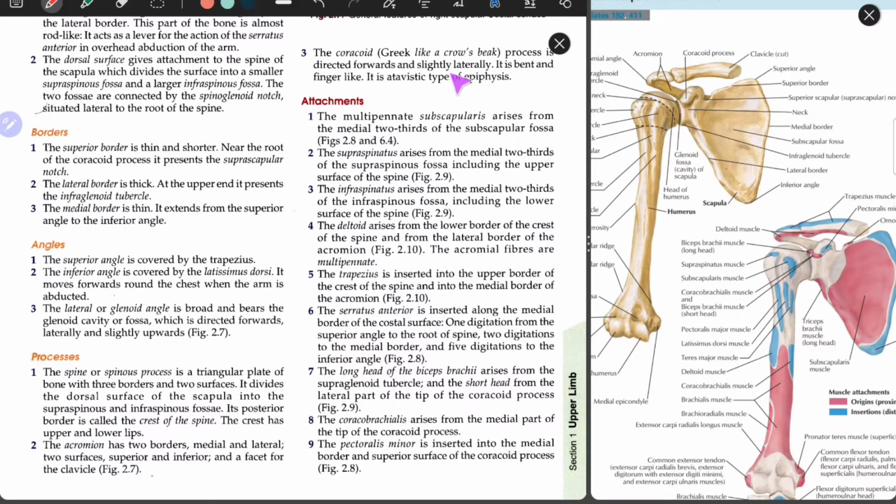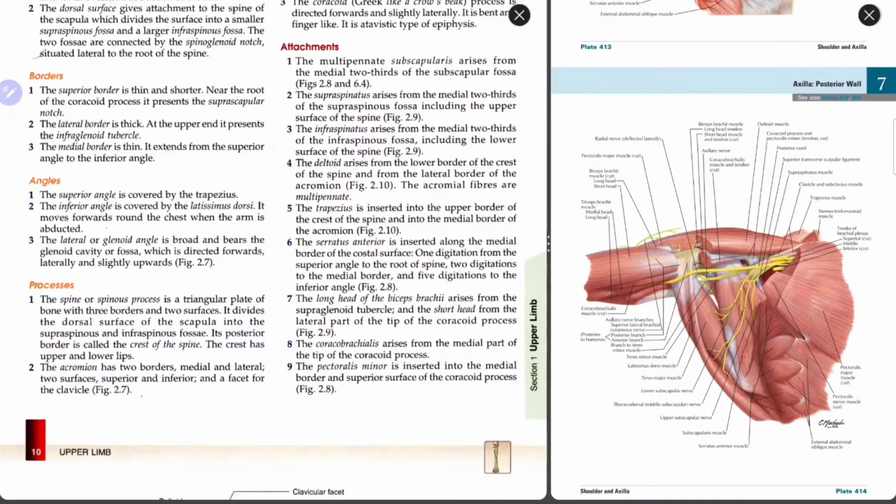It is directed forward and slightly laterally. It is bent and finger-like. It is an atavistic type of epiphysis.